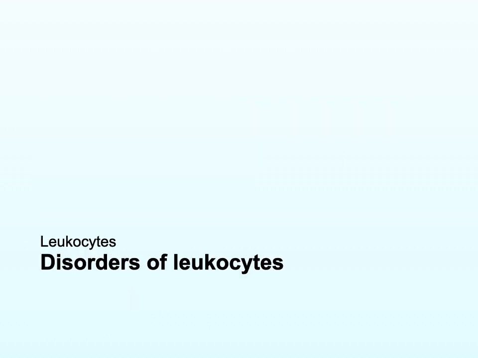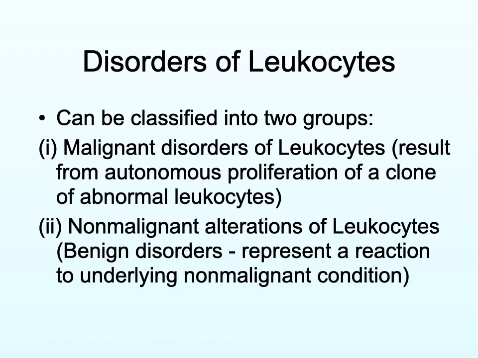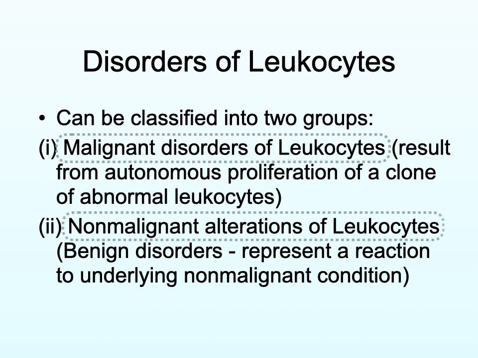Now, the second part of the lecture will discuss the disorders of leukocytes. The disorders of leukocytes can be classified into two groups: the malignant disorders of leukocytes and non-malignant alterations of leukocytes. The malignant disorders of leukocytes result from autonomous proliferation of a clone of abnormal leukocytes, while the non-malignant or benign alterations of leukocytes represent a reaction to an underlying non-malignant condition.